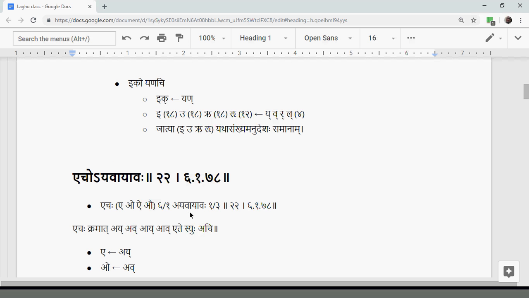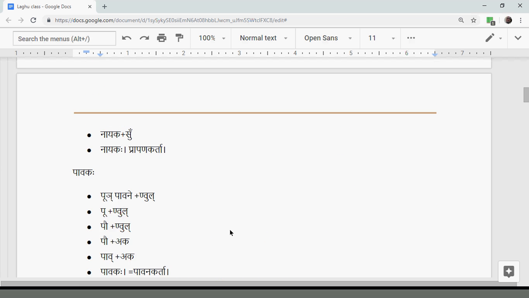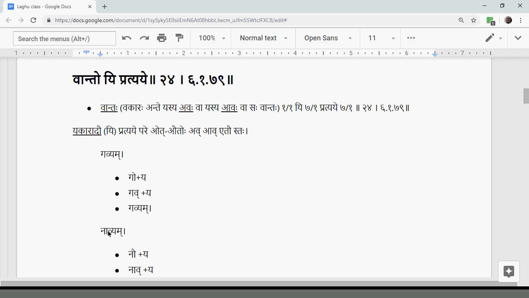It says Echaha kramat aya av aya av ete syuhu achi parataha, when a vowel is following. Here, though a vowel is not following, in the case of Gavyam and Navyam, examples that we saw, go plus ya, this ya pratyaya is added here, and nau plus ya pratyaya is added. Ya is not a vowel. So the earlier sutra Echo Yavayavaha cannot apply.